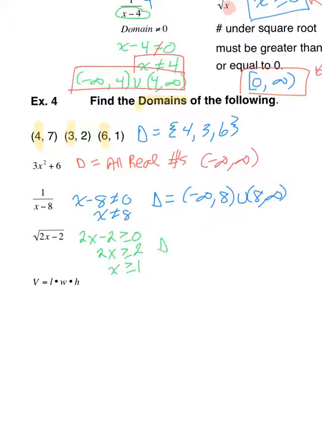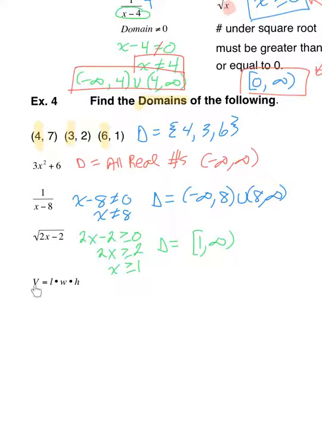And so our domain would equal, we have to start at 1 and go to the right positively. So we're going to start at 1 and include 1. So we're going to go from 1 to positive infinity. We include 1, so it's actually a bracket, and then parentheses.